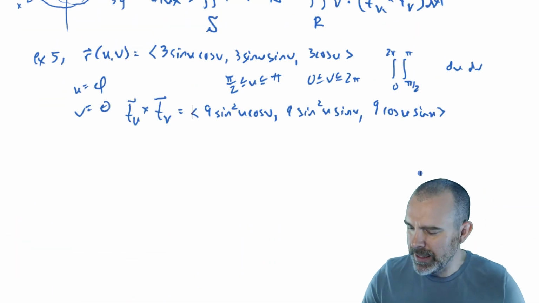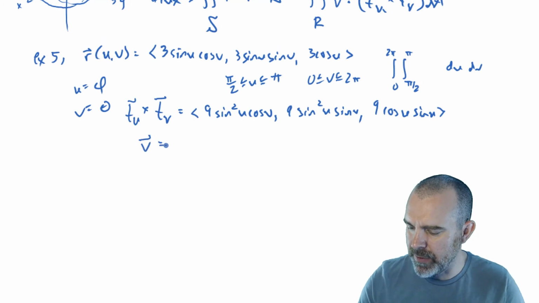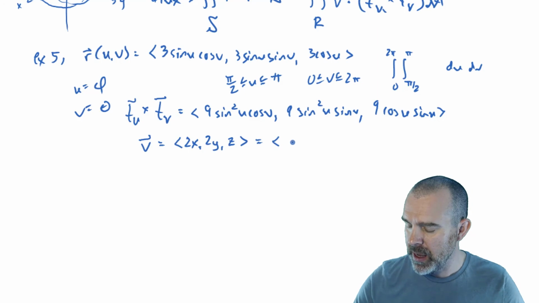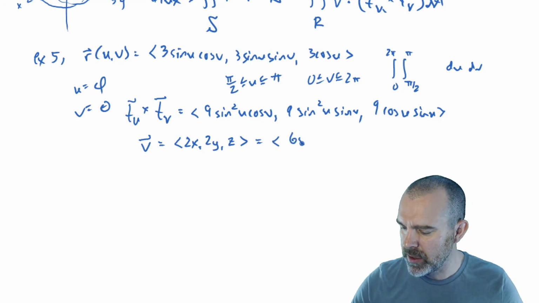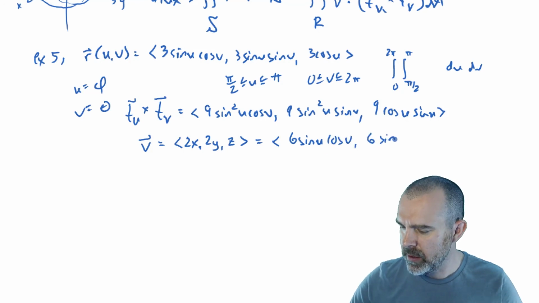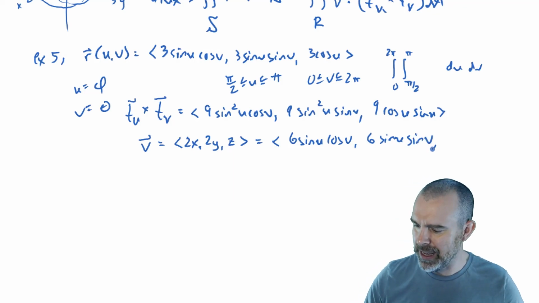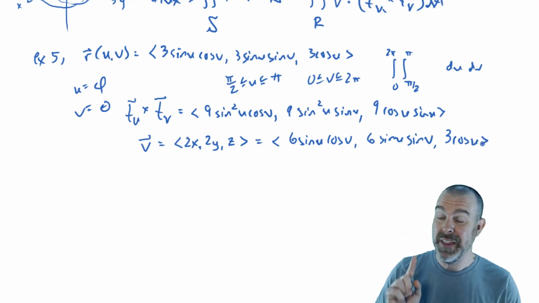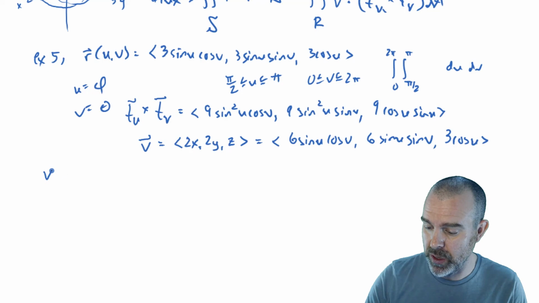Okay, let's get our vector field v. Kind of confusing using v for two different purposes here. But that's our velocity field: 2x, 2y, and z. So on the surface, that'll be 2 times x, so 6 sine u cosine v, and then 2y, 6 sine u sine v, and z, 3 cosine u. Okay, now I have to find the dot product of those two.